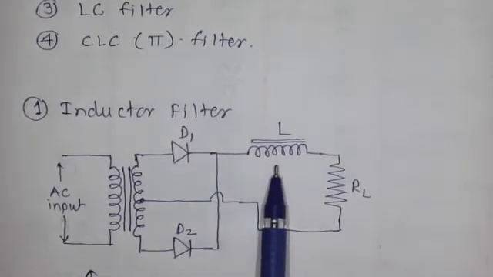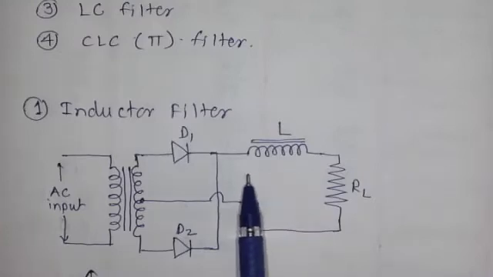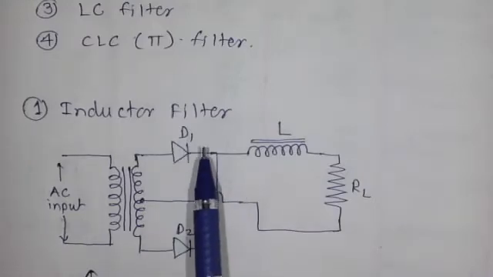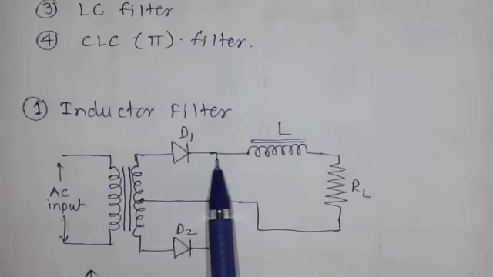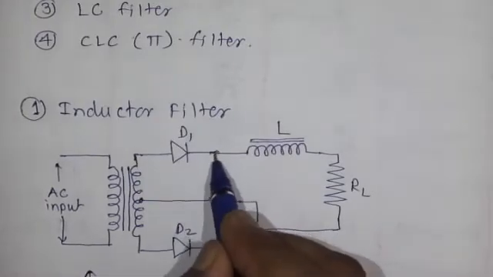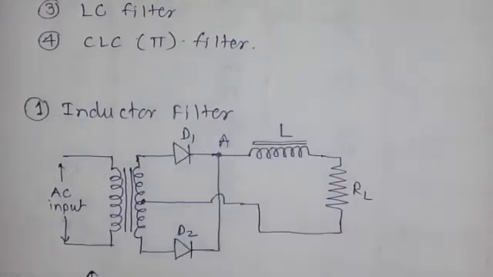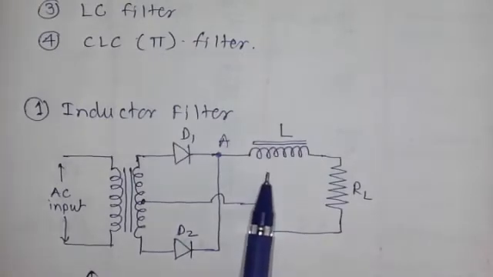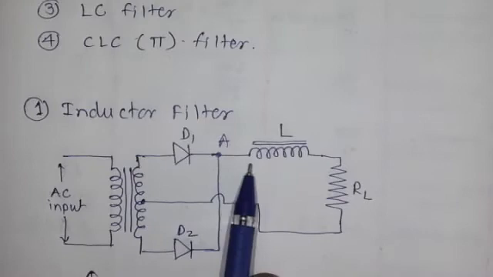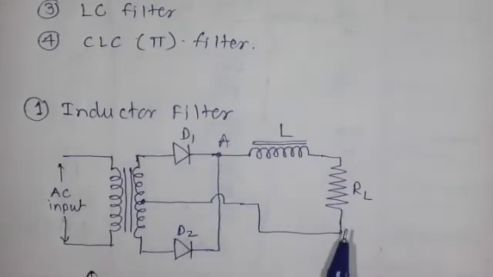Now, as this inductor is connected in series, what happens? The pulsating output observed at this point, suppose we call that point A, has AC content that must be opposed by this inductor, and only the DC content is allowed to pass through RL, thereby minimizing the AC content. The AC content should be minimized at the output.